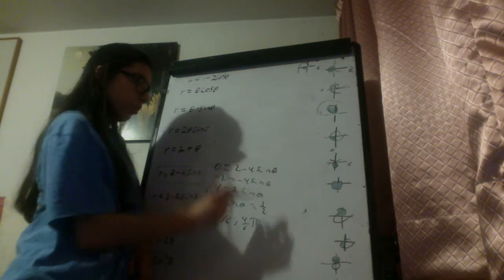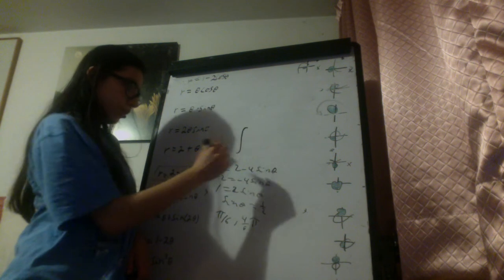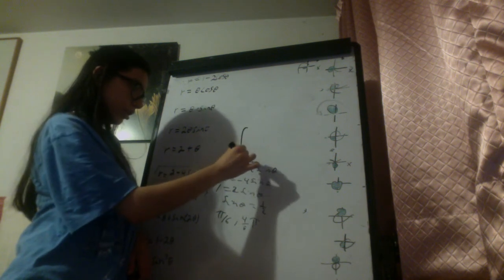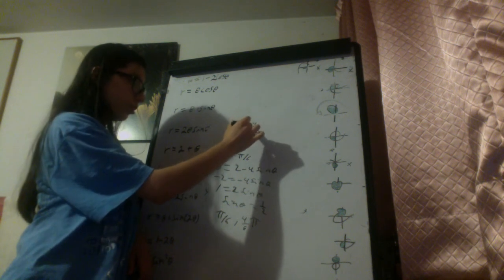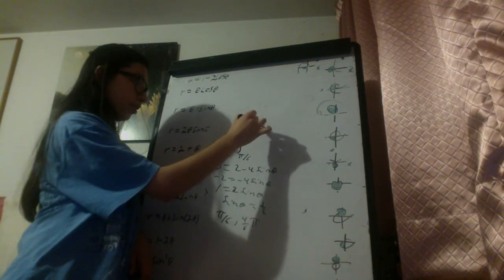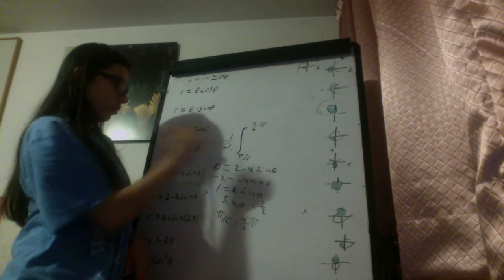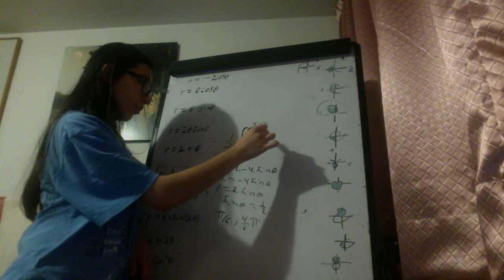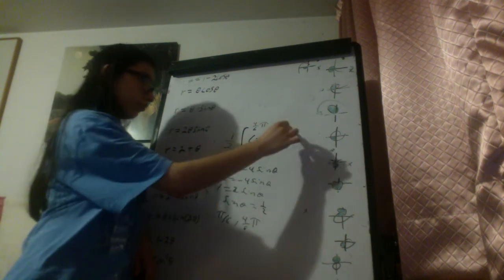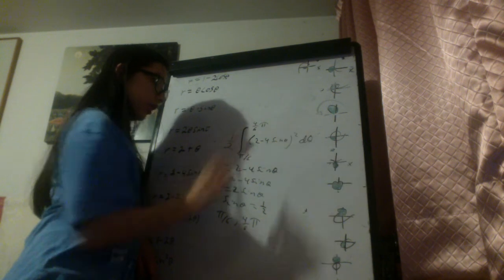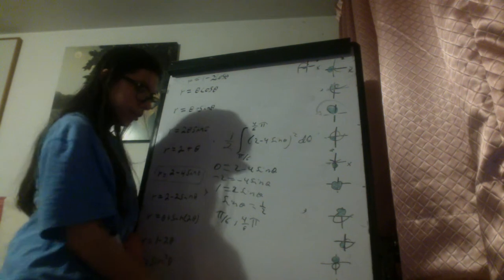So the integration goes from pi over 6 to 5 over 6 pi, and this is 1/2 of the integral of 2 minus 4 sine theta, all squared, d theta. Alright, now let's do the other one.